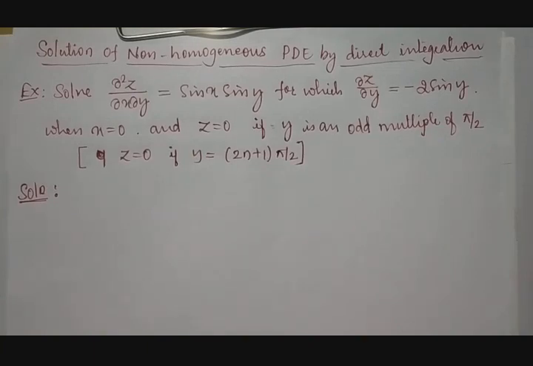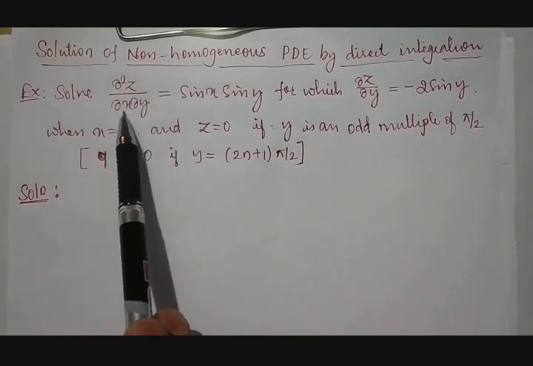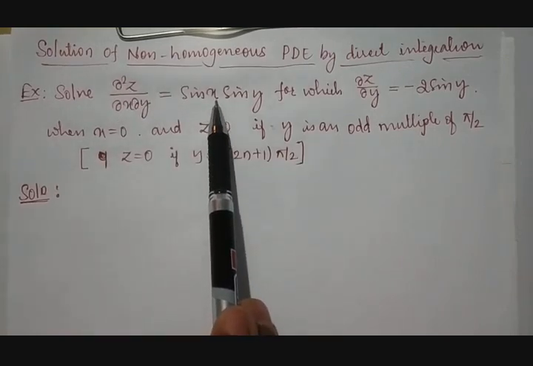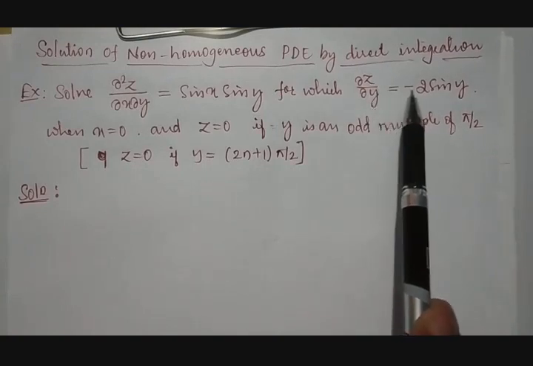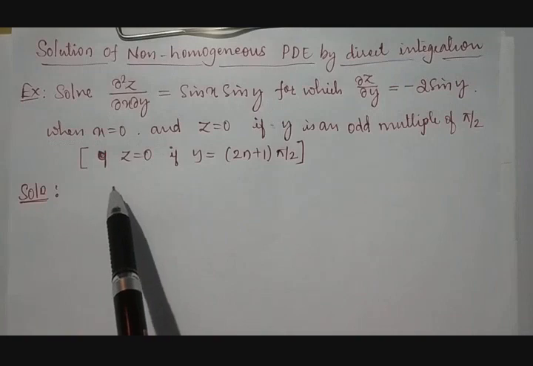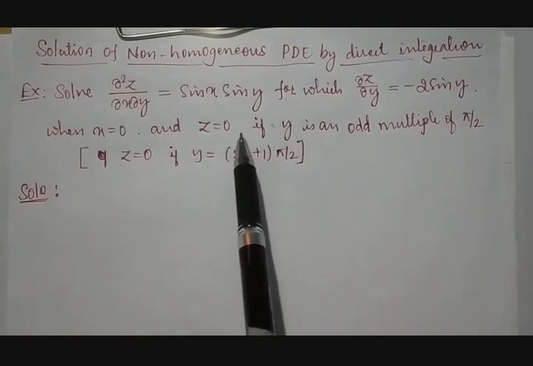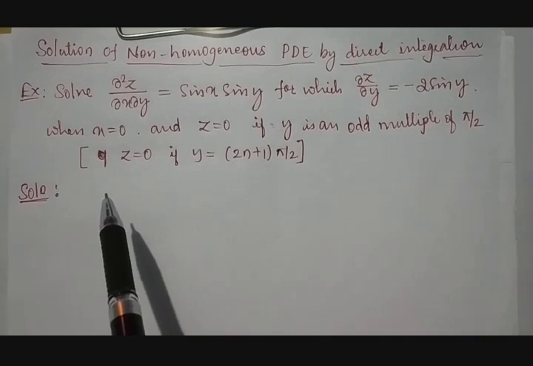Now let us discuss an important example on solution of non-homogeneous partial differential equation by direct integration method. So here, solve ∂²z/∂x∂y = sin x sin y, for which ∂z/∂y = -2 sin y when x = 0, and z = 0 if y is an odd multiple of π/2.